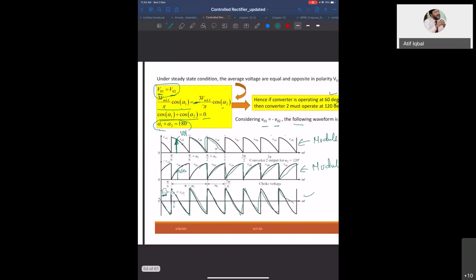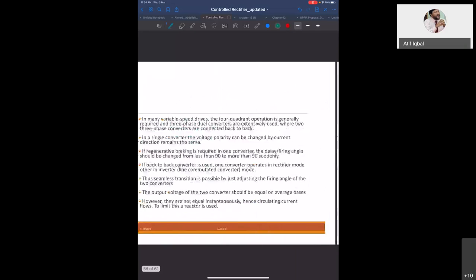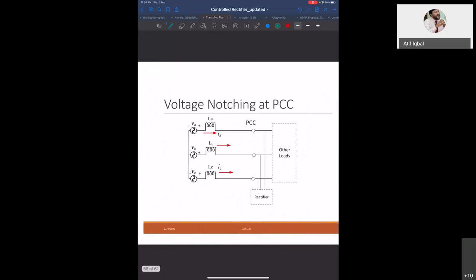So this kind of converter is only used when you want a smooth regenerative braking. You use the second converter in addition to this, so that the current can flow in the other direction.